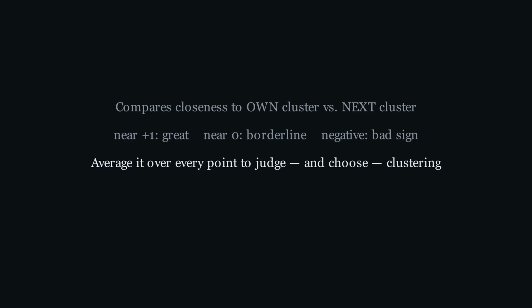Let's recap. The silhouette score compares how close a point is to its own cluster against how close it is to the next cluster. A score near 1 is great, a score near 0 is borderline, and a negative score is a bad sign. Averaging this score across every point tells us how good an entire clustering is and helps us pick the best number of clusters.